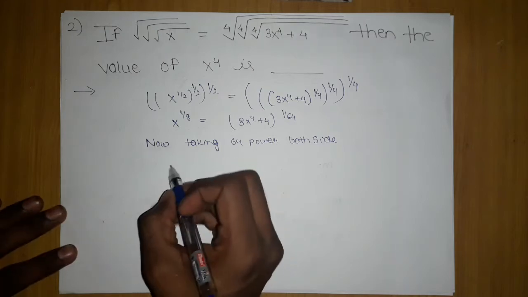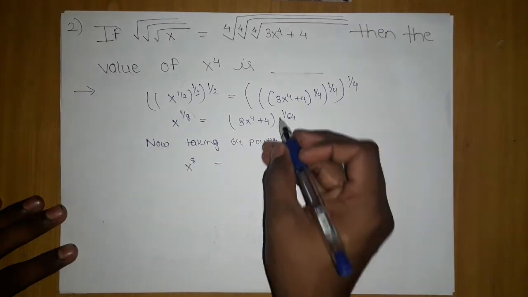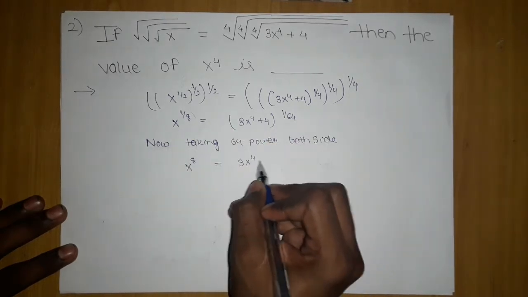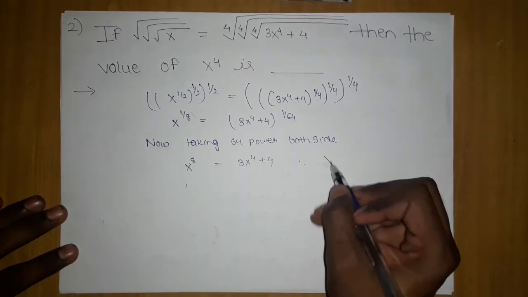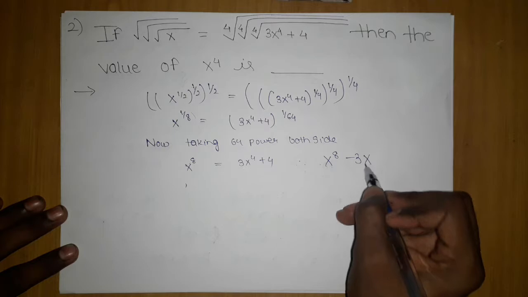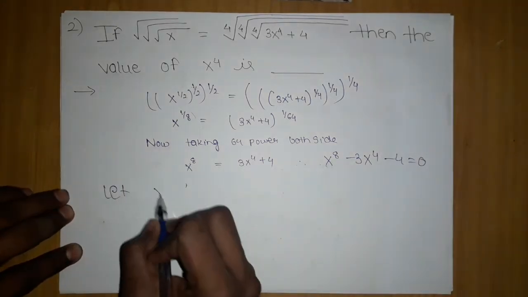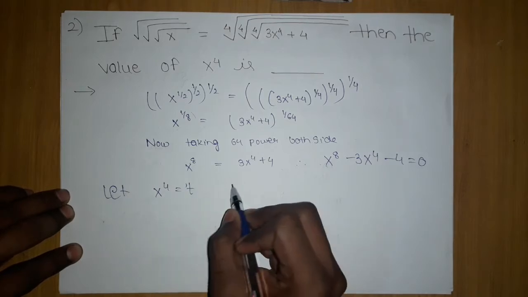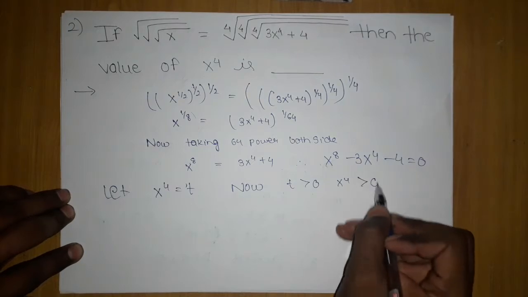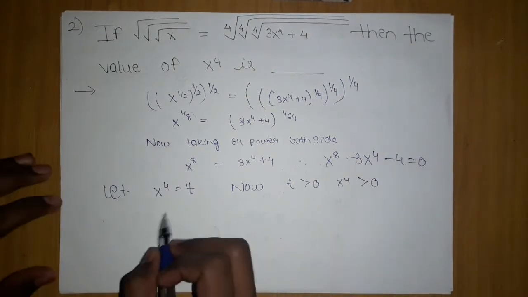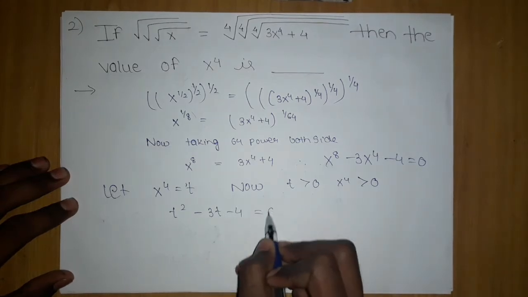Okay, so this will become x raised to the power 8, this becomes 64, and this will become simply 3x raised to 4 plus 4. Now let me simplify it. When we simplify, we get x raised to 8 minus 3x raised to 4 minus 4 equals 0. Let x raised to 4 equal t. Now see, t should be greater than 0 because x raised to 4 is always greater than 0. So when we consider, t square minus 3t minus 4 should be equal to 0.